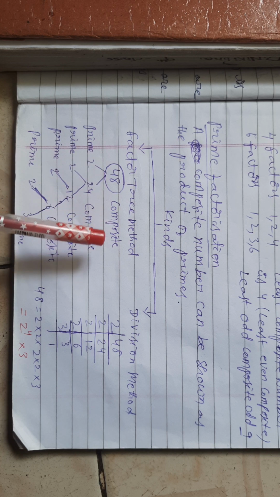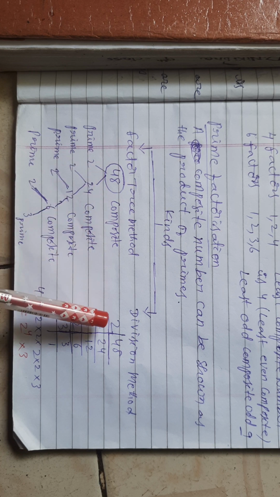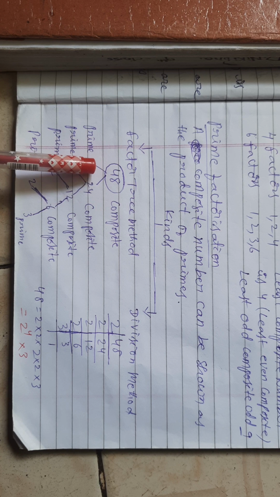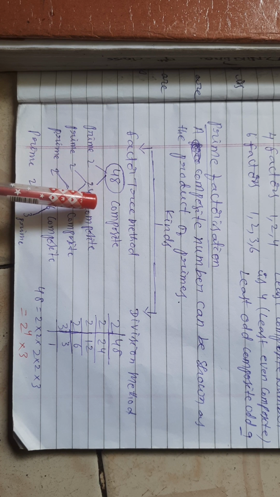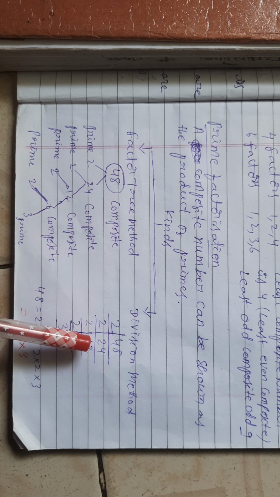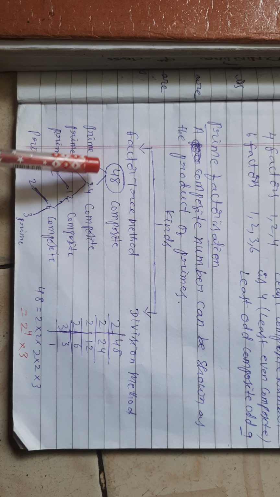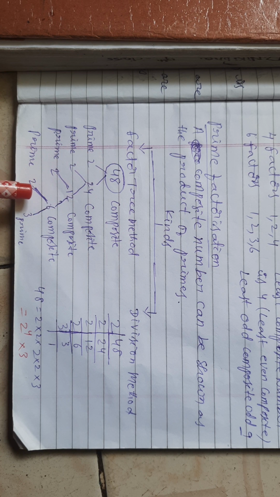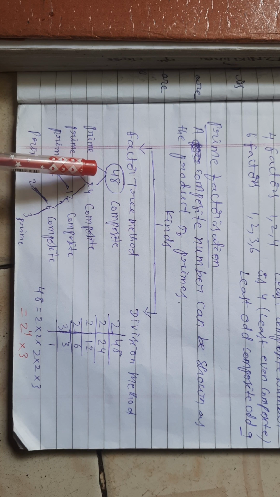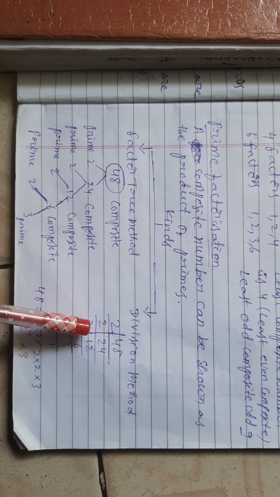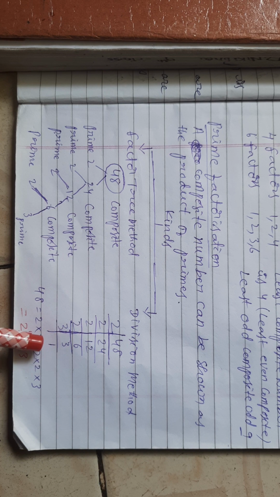So these values you can find in two ways. This is only one example. You can take some other examples also. The factor tree method is compulsory for lower classes, third, fourth, fifth standard. For higher classes, the division method is better.